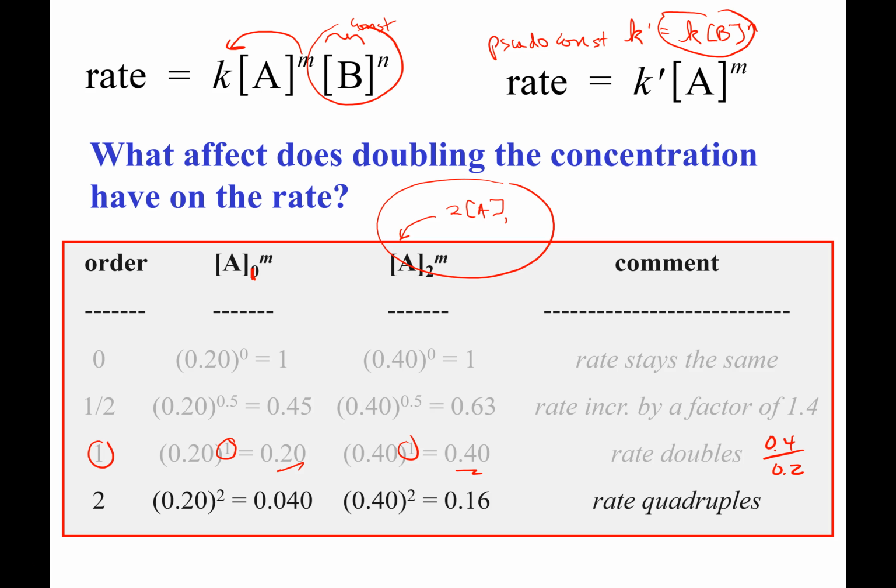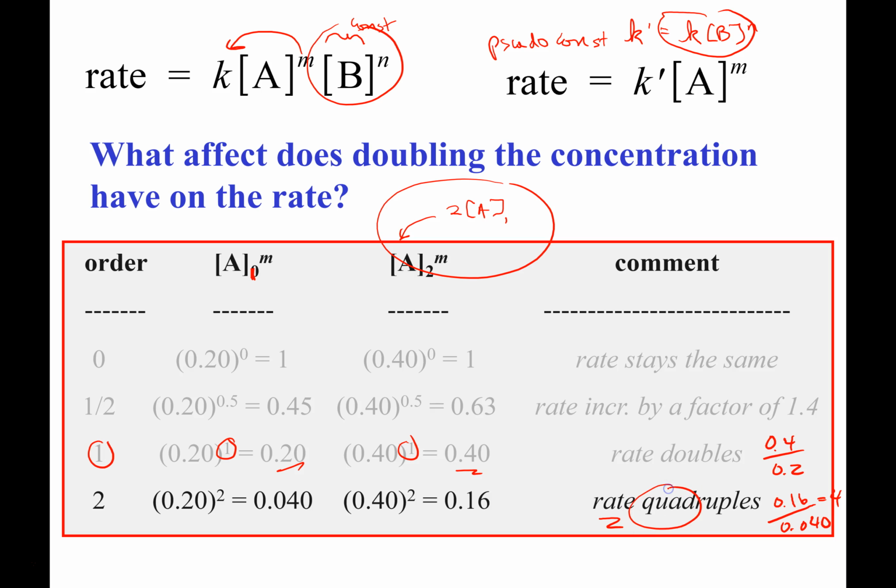The last one I want to worry about is this one. What if it's second order? Well, we'll look at our molar concentrations of our two trials, 0.2 and 0.4, and we'll square them. I don't do squares as much as I do anything else. So 0.2 raised to the second power is 0.040, and 0.4 raised to the second power is 0.16. If we take 0.16 divided by 0.040, you get 4.